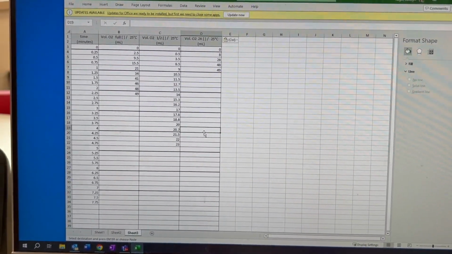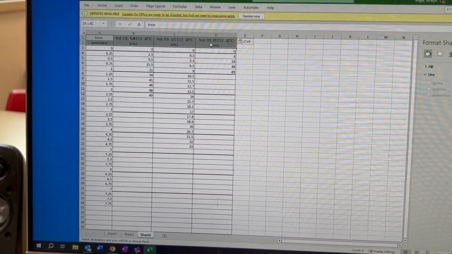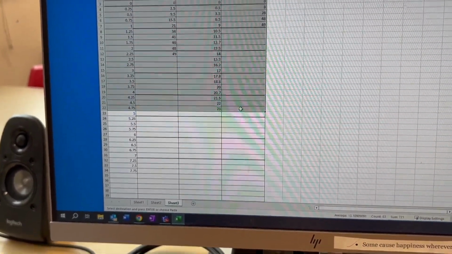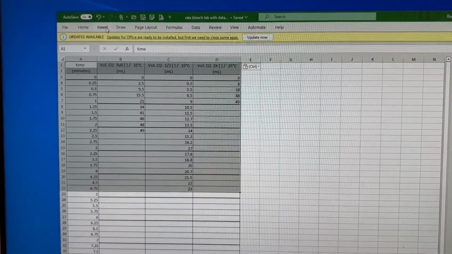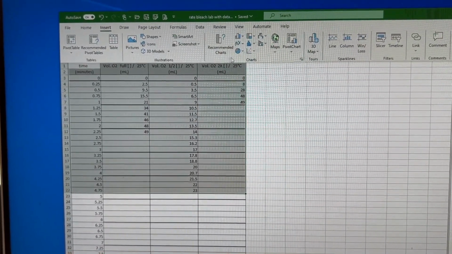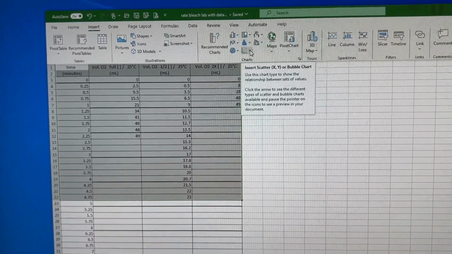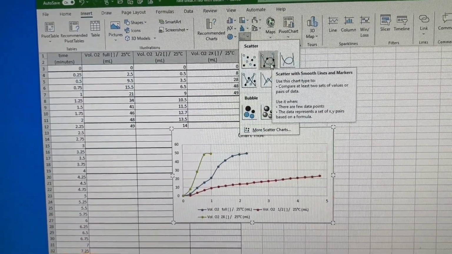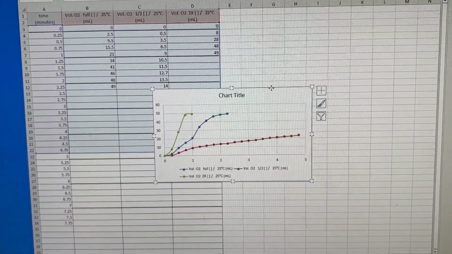To make the graph is very, very simple. We're going to select all of our data. So you click and drag, right? We're going to choose Insert in the menu up here, and we're going to insert a scatter graph, this one right here. Clicking that little pull down menu, we're going to pick this scatter graph with a smooth line. And here's our graph.